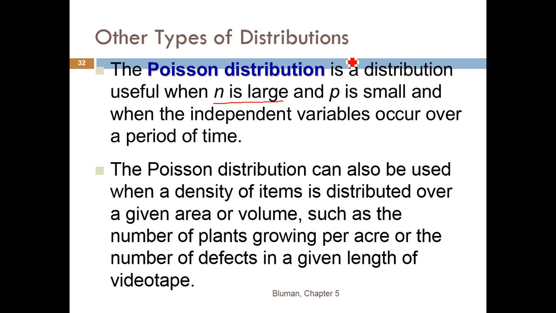So the Poisson distribution can also be used when a density of items is distributed over an area or volume, such as, and this is a really good example, the number of plants growing per acre. Think of how many plants farmers plant. It's a high number, and it's over a certain area.